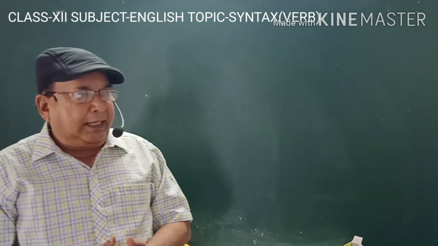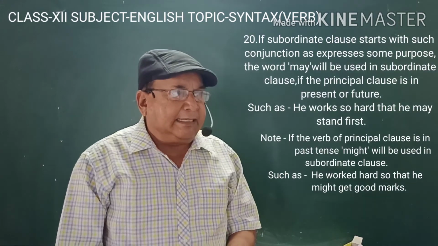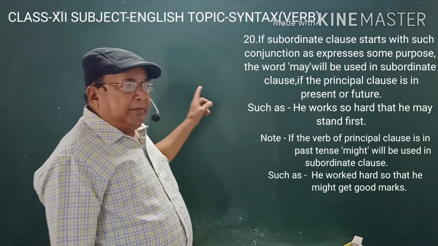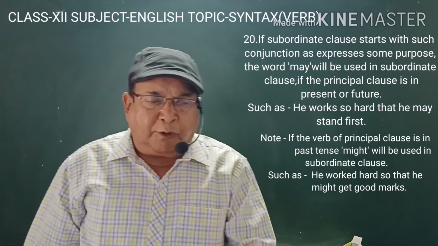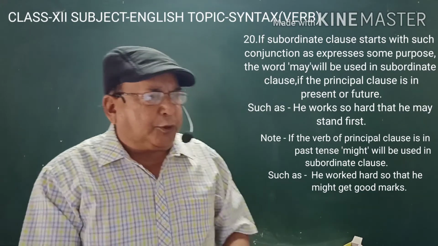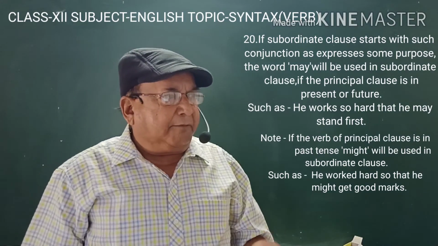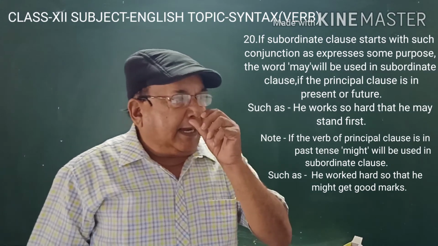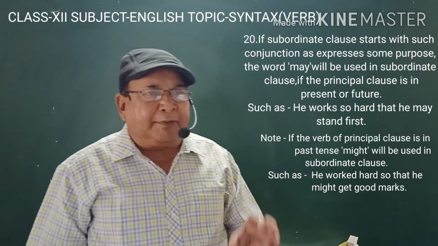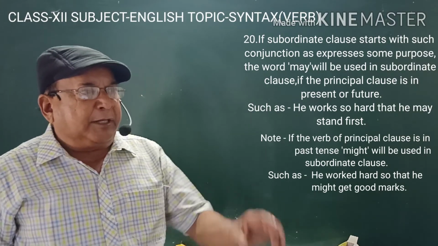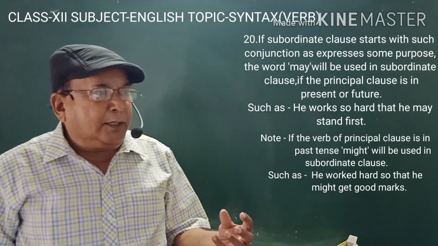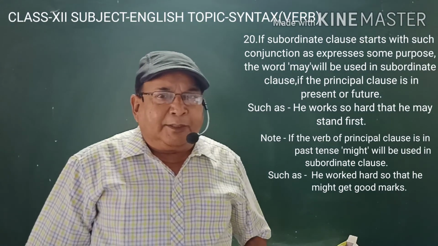action of dogs. Another point, if the subordinate clause starts with such a conjunction and expresses some purpose, the word may will be used in the subordinate clause if the principal clause is present or future. I repeat, if your principal clause is in future or present tense and the subordinate clause has some purpose to express. For example, he works so hard that he may stand first. Because the word so is used, may will follow after that. If the verb of the principal clause is in past tense, might will be used accordingly, such as: he worked hard so that he might get good marks. So this is the case of present or past.